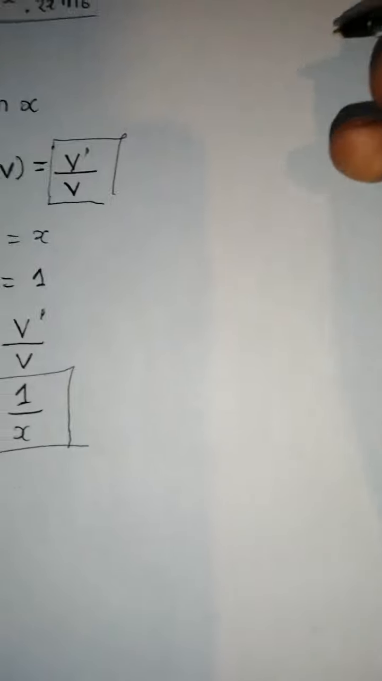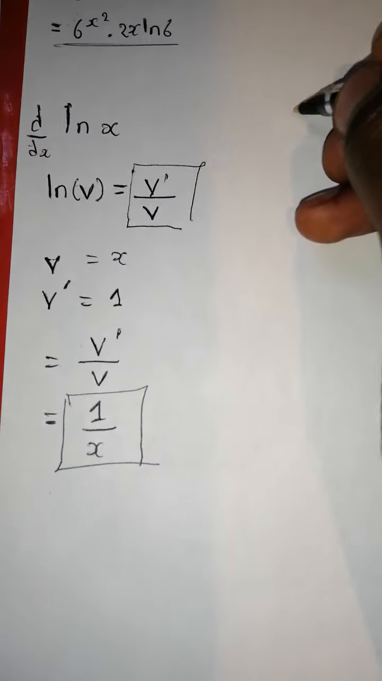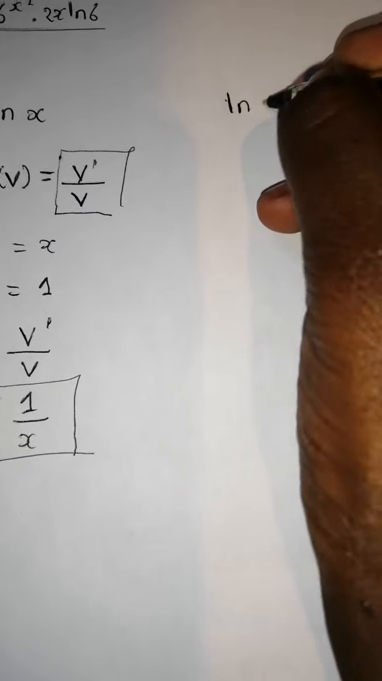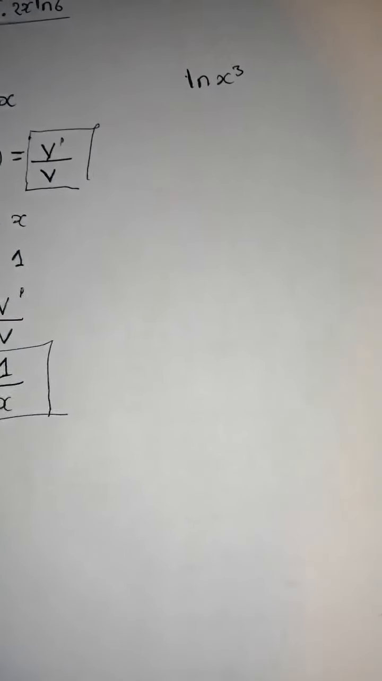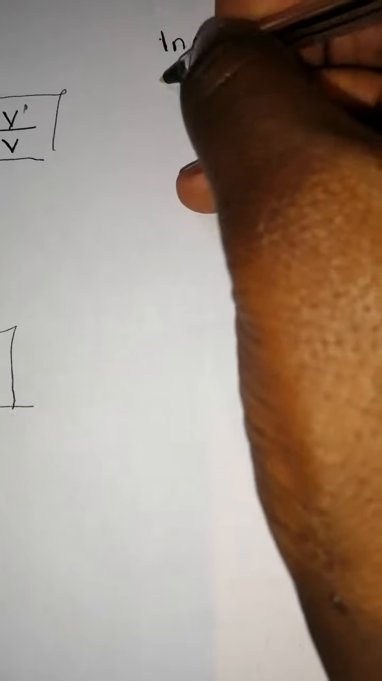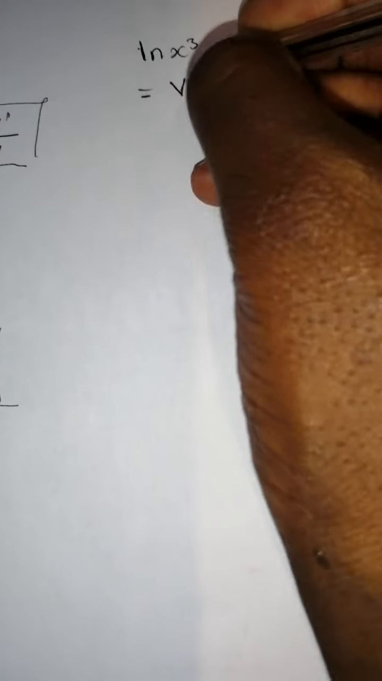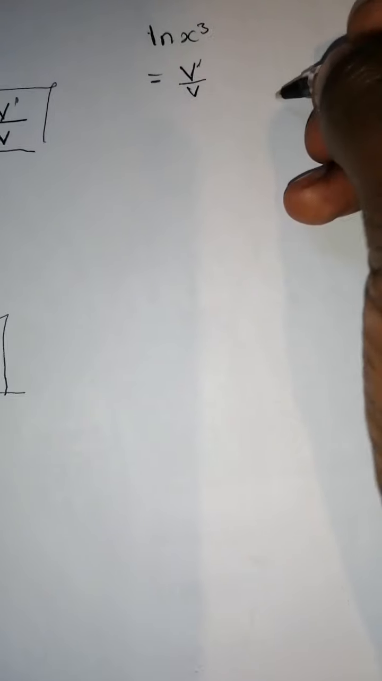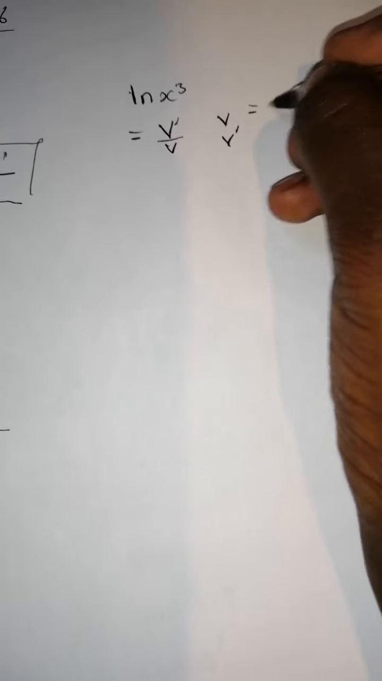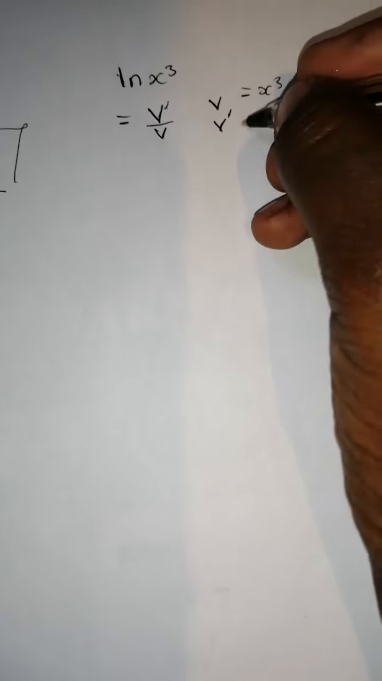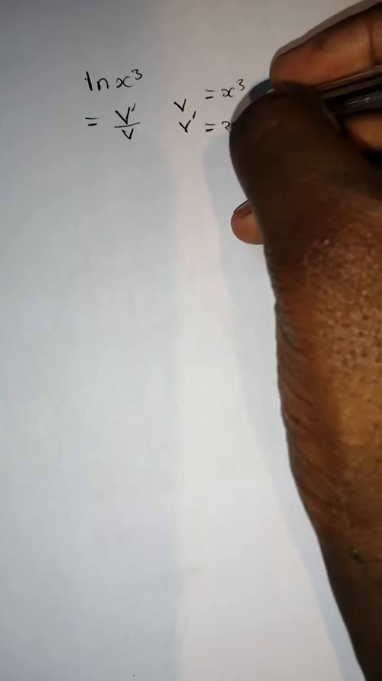Let's try a question. Let's say we have ln of x cubed. What is the derivative of ln x cubed? First of all, you have to know the formula, which is v prime over v. After writing the formula, we have to identify v and v prime. v is equal to x cubed, and v prime is equal to 3x squared, which is the derivative of v.